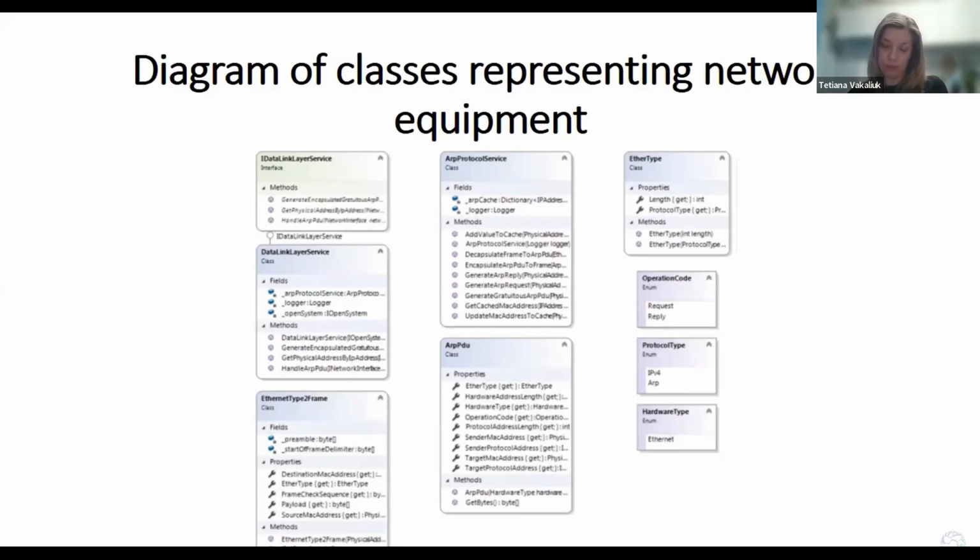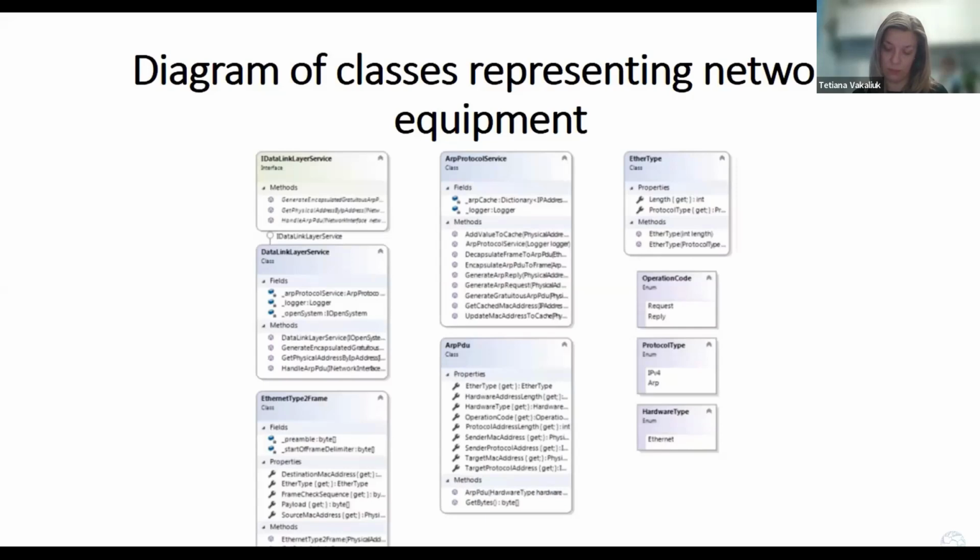In the diagram, classes representing network devices are visible: base open system, computer, router, and switch. The base open system class is the parent of the computer, router, and switch classes. It includes the functionality and data common to all network devices. The computer, router, and switch classes override the functionality implemented in the base class.